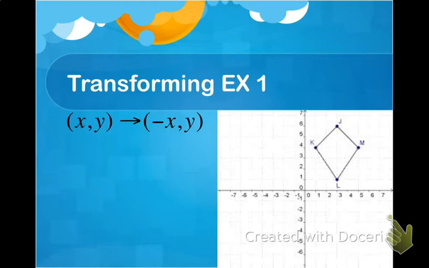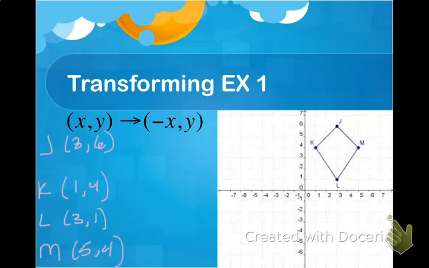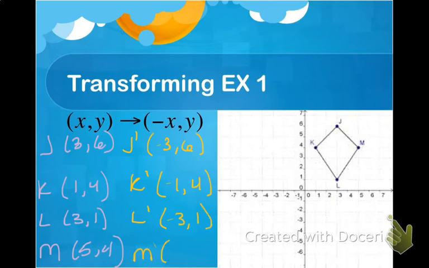So let's look at this one. I'm going to jot down the 4 points that we see here, and then we'll look at the transformation rule. So for each one of these, we're told to change the sign of x and leave y the same. So J prime becomes (-3, 6). K prime becomes (-1, 4), and so on. My next step is going to be to plot each one of these points. And let's see what kind of transformation we get.